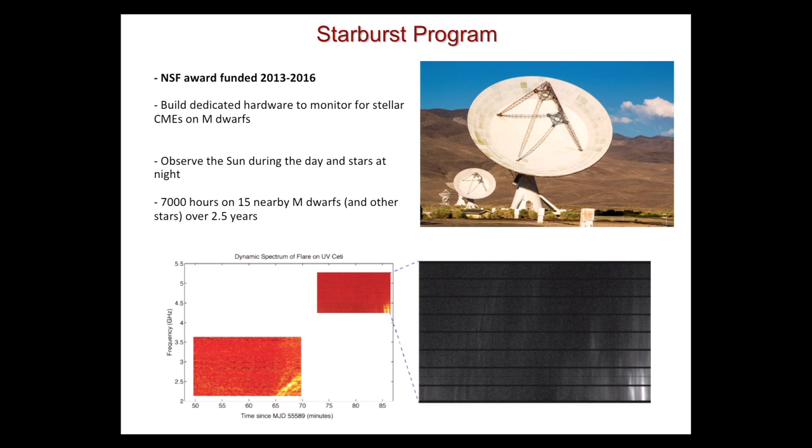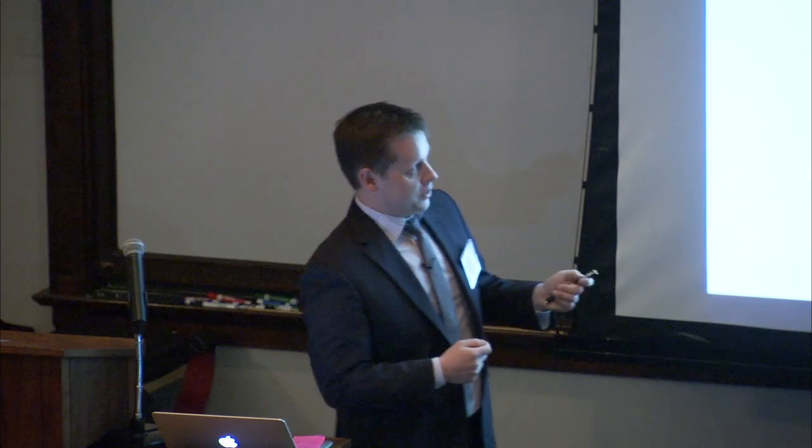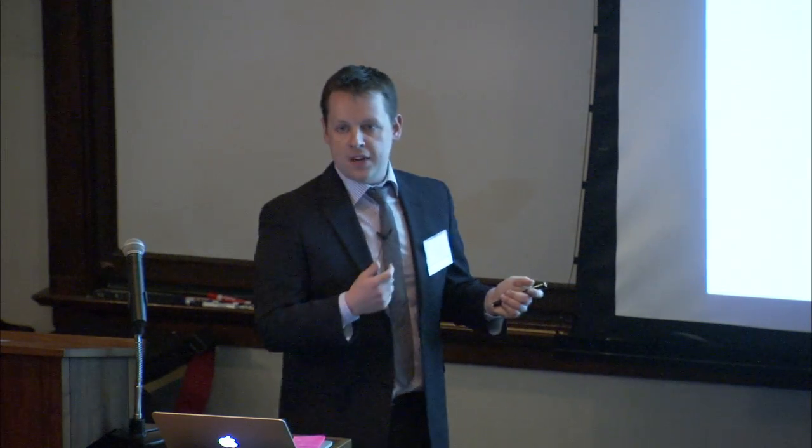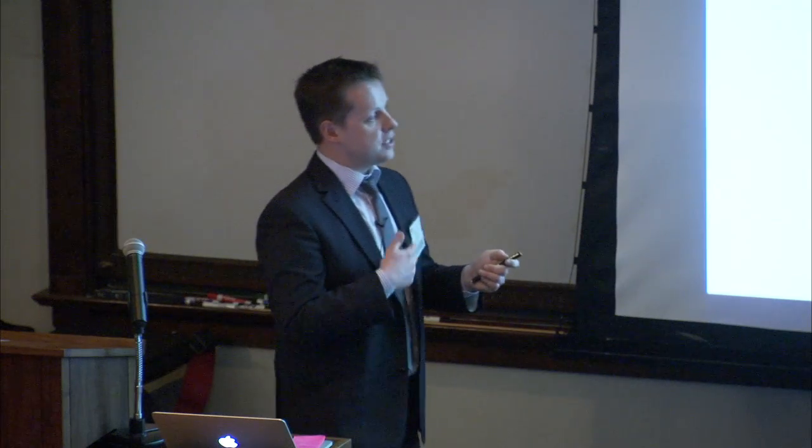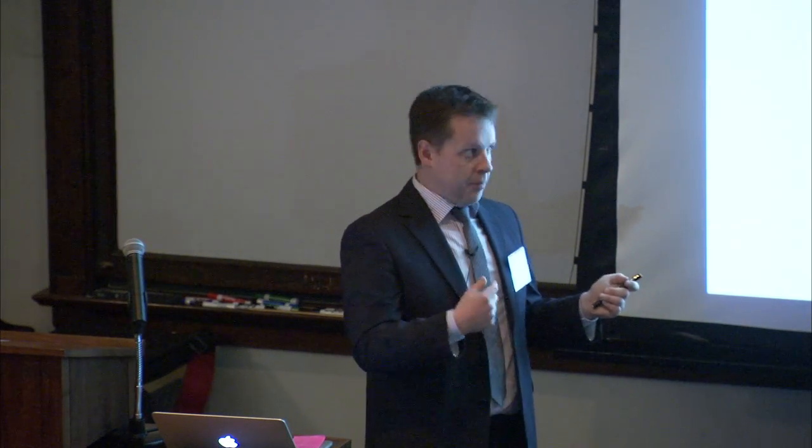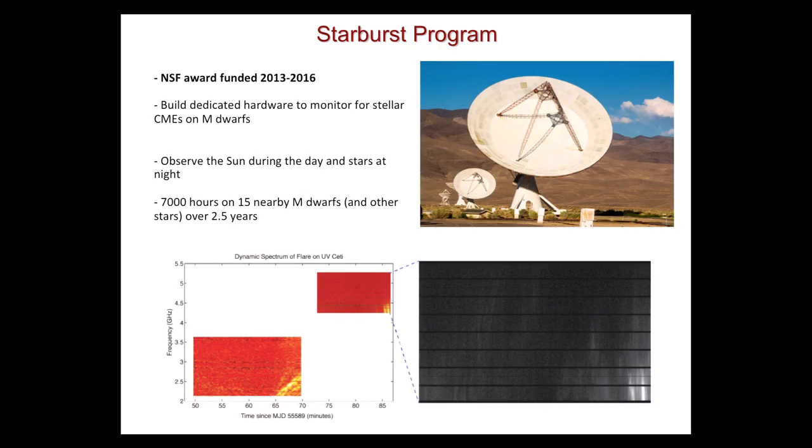And over the last 2 years, it's had a major upgrade. Now, at nighttime, where happily the sun is not up, we can use those two dishes to look for the same kind of activity from nearby stars. That's what we're focusing on over the next 2 years: trying to image and detect the same kind of events from the sun for nearby stars. Construction has begun, and over the next 2.5 years, when it's finished, we will get about 7,000 hours on nearby stars.